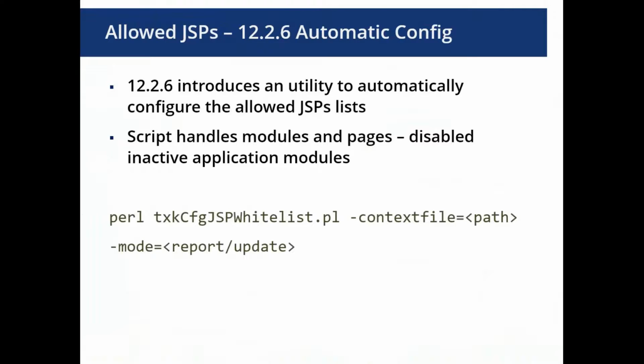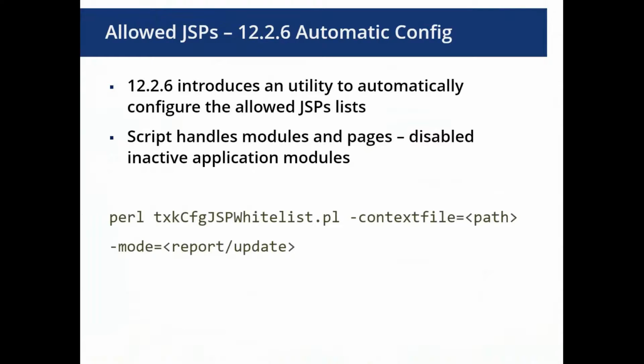Prior to 12.2.6, Oracle was giving you these allowed JSP configuration files, which were helpful, but very manual and very prone to issues. Starting with 12.2.6 and very much enhanced in 12.2.7 and 12.2.8, Oracle is now giving you scripts that will help you generate the allowed JSP list. So what this does is start looking at what's configured in the system, what pages have been previously accessed, and generating reports for you to say, okay, these are the pages that we think you're using in your environment. And this is very specific.